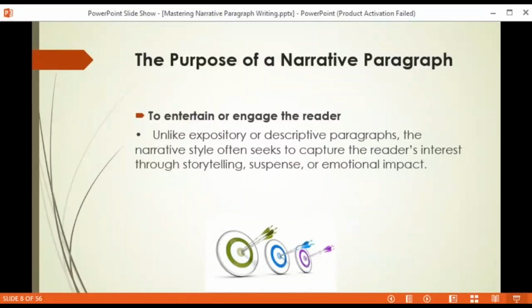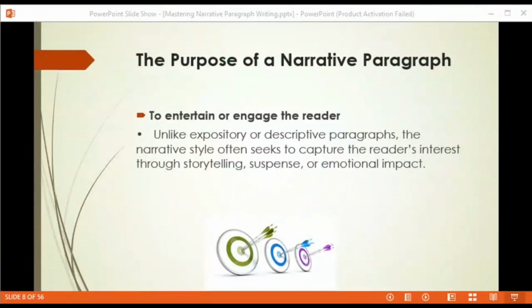The second purpose is to entertain or engage the reader. Unlike expository and descriptive paragraphs, the narrative style often seeks to capture the reader's interest through storytelling, suspense, or emotional impact.